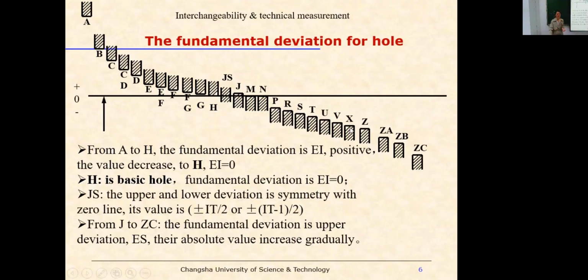So the fundamental deviation is close to the 0 line. The absolute value increases gradually. Okay.